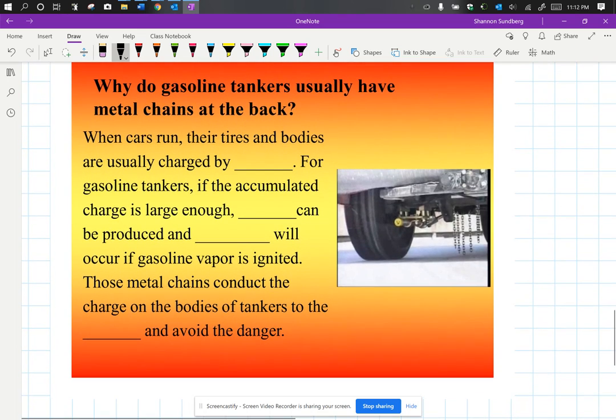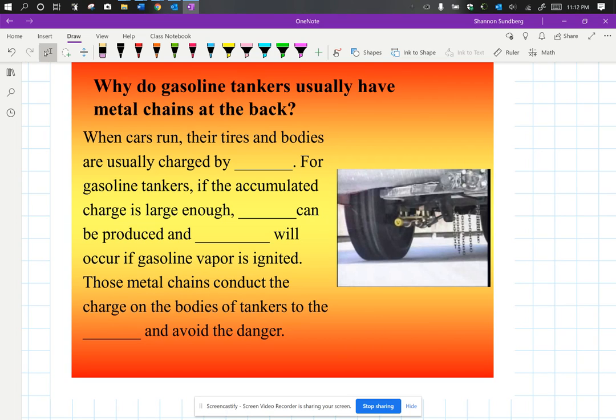So this is what I was talking about earlier. It says, why do gasoline tankers usually have metal chains in the back? You might not have noticed it. It's probably just a truck driving by and you're busy doing something else. But they have them there. It's intentional. It's for a reason. It's not that somebody forgot to cut them off.